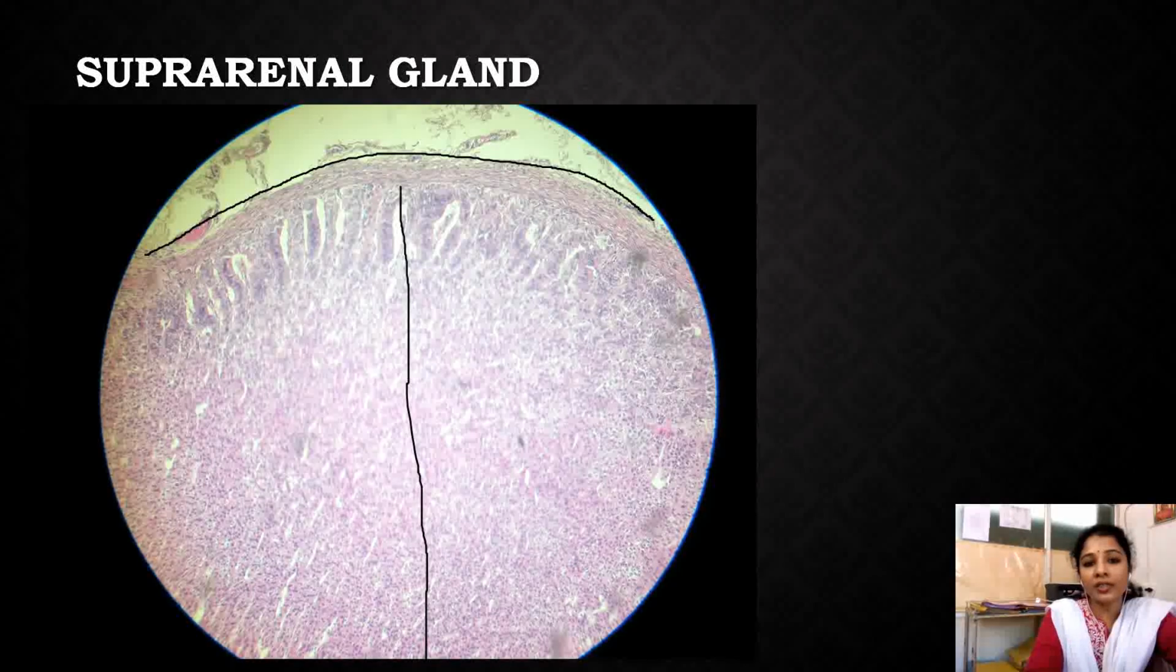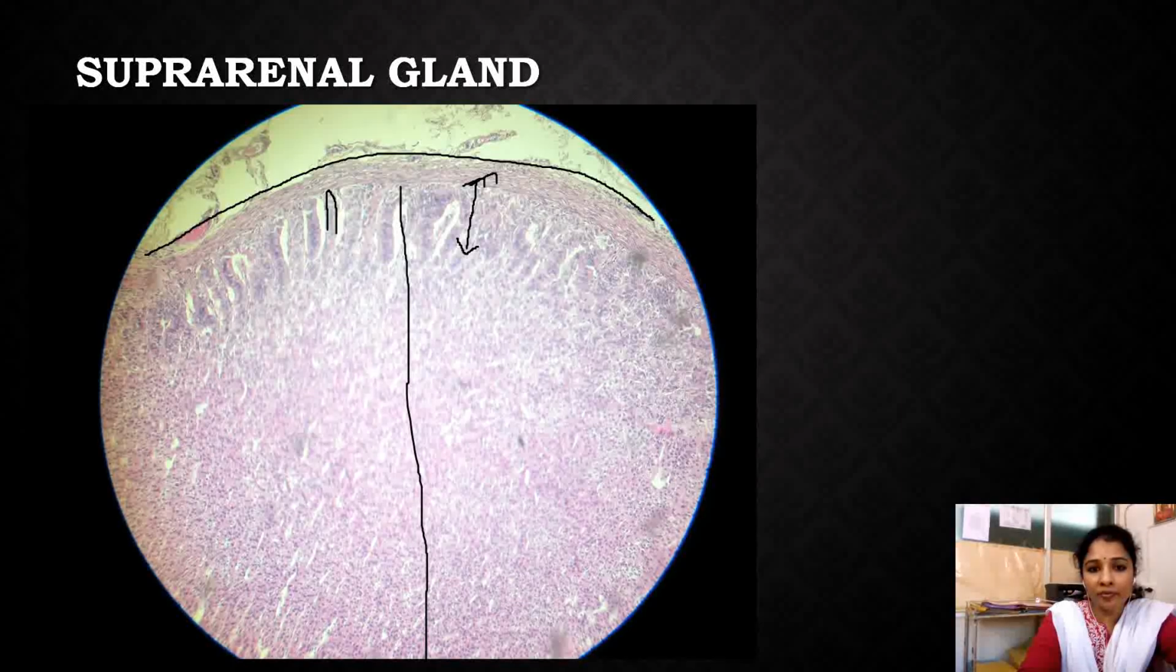And the cortex we can differentiate into three parts. The uppermost part is called zona glomerulosa, where the cells are arranged in the form of an inverted horseshoe, inverted U-like, horseshoe-like cells, which are called zona glomerulosa.